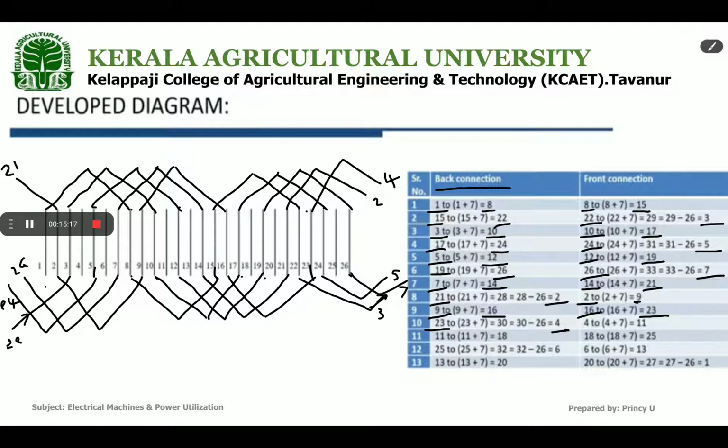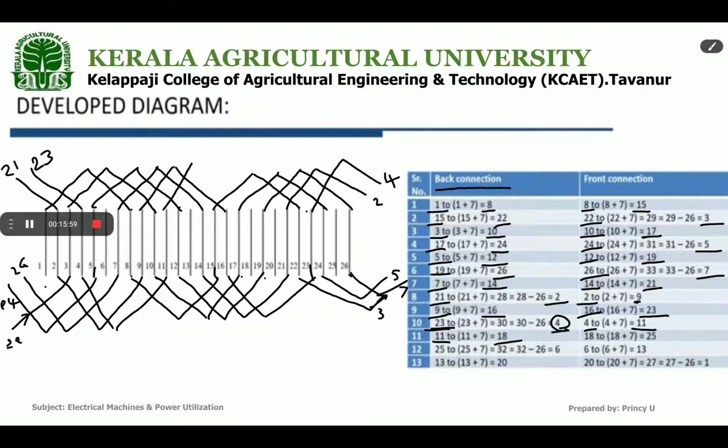Similarly, on the left side, let's mark the 4th connection. You come to this winding from 4, where does it come from? 23 to 4. So mark here, it is 23. Okay. Then 4 to 11. Again go to 4 at the back and on the other side, 4 to 11.